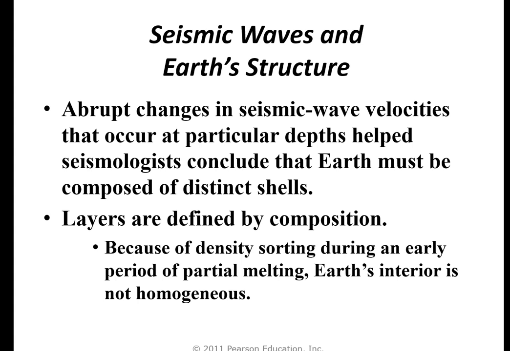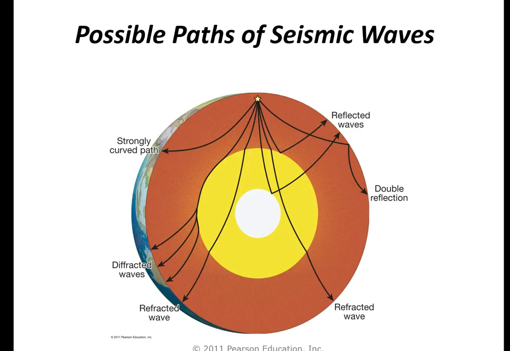So how can the seismic waves tell us about the Earth's structure in the interior? We know that abrupt changes in seismic wave velocities that occur at particular depths help seismologists conclude that the Earth must be composed of distinct shells, and we call this differentiation. The layers are defined by composition. Because of the density sorting during an early period of partial melting, the Earth's interior is not homogeneous, meaning it's not all one material.